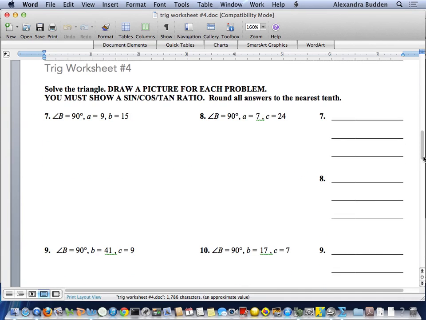If you would now flip to the back page, please. We're going to do 7 together. You guys are going to do 8 on your own, and then we are finished for notes. Okay, same triangle.